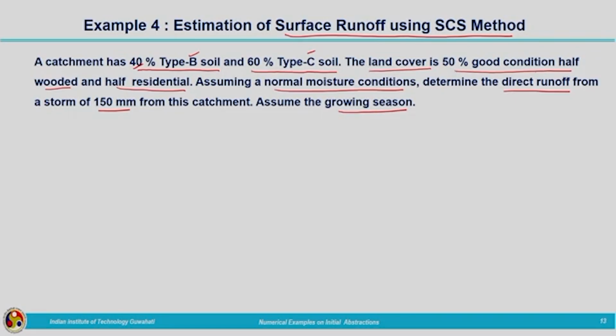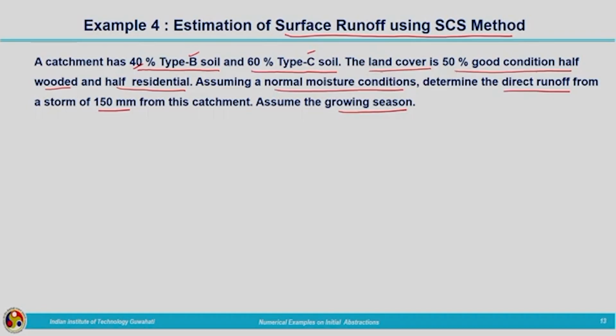The land cover is also given because the curve number value depends on the soil property, the type of soil, and also land use properties. So, land cover details are given as 50% good condition, half wooded and half residential. So, 50% land is there, out of that 25 is wooded and 25 is residential. We can divide the entire catchment into 2 areas, 50%, 50%, and in each area we have half wooded in good condition and half residential.